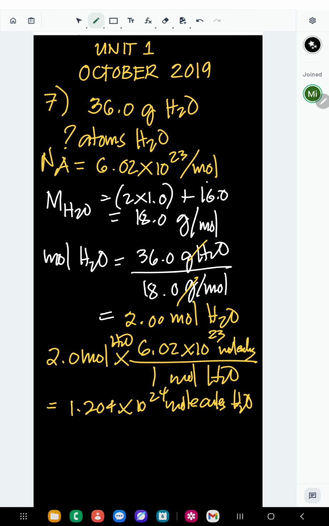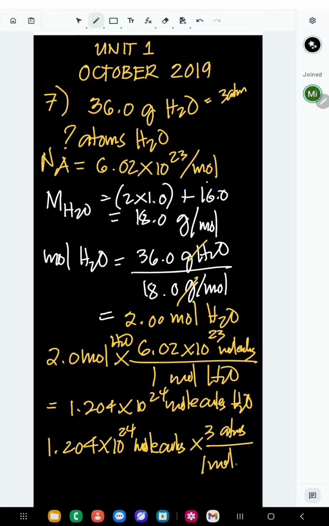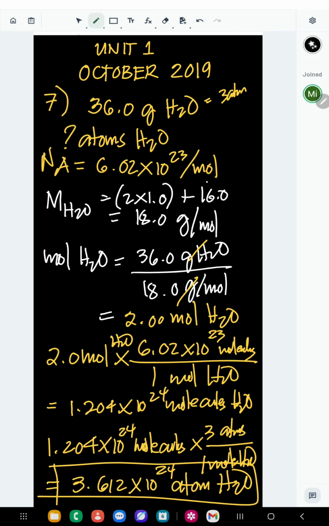But in the problem, we are asked for the number of atoms. So we start from there. Each molecule of water has 3 atoms, so 2 atoms of hydrogen and 1 atom of oxygen. So we just have to multiply 1.204 times 10 to the 24th molecules times 3 atoms per 1 molecule of water. So this would give us 3.612 times 10 to the 24th atoms. So this is our final answer. So the answer for number 7 is letter D.